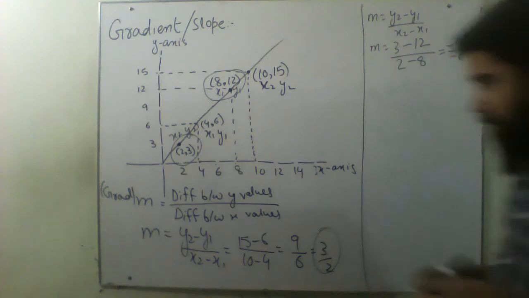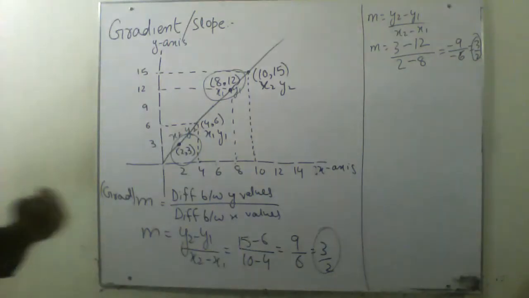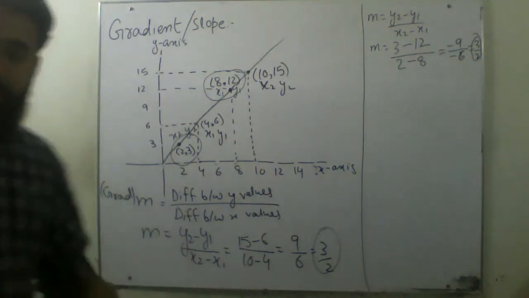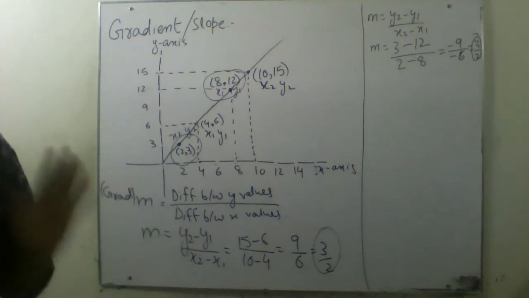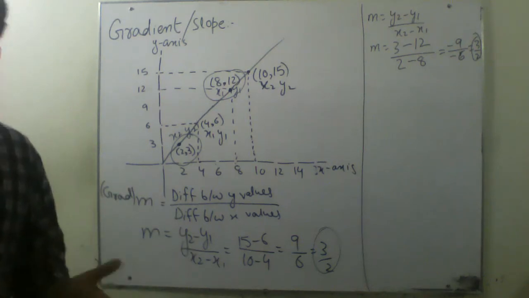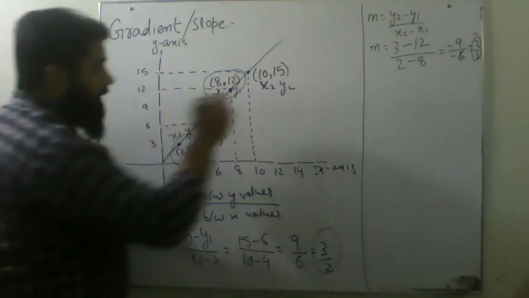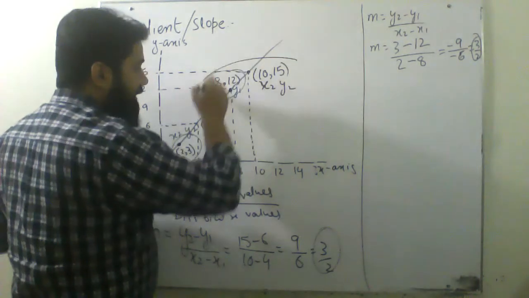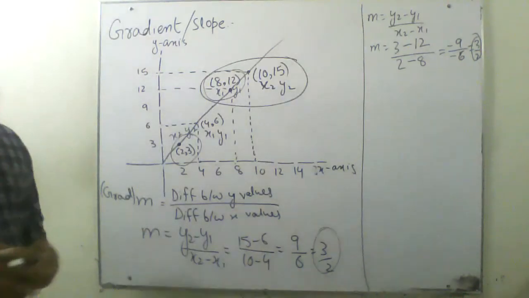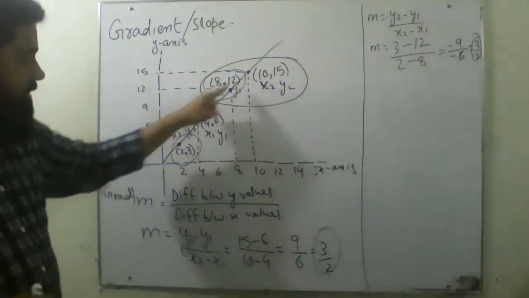Okay. Now let me take one coordinate from the first set and one coordinate from the second set, and let's see whether we get the same result or not. So now I'm trying to find the gradient between these two.